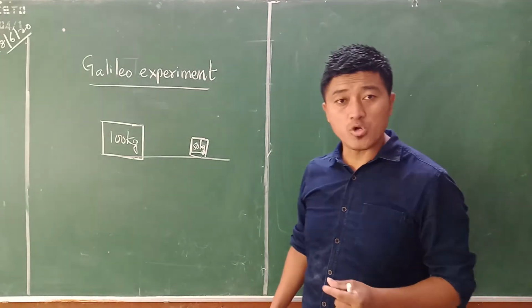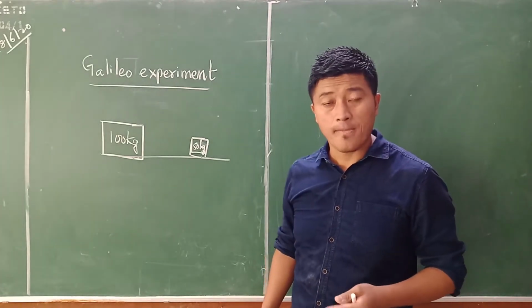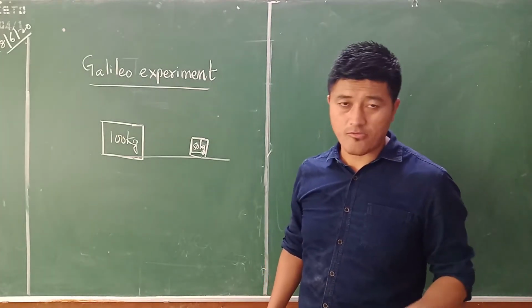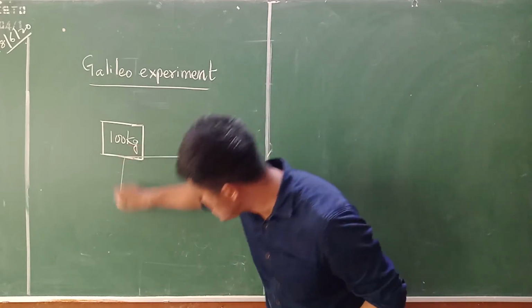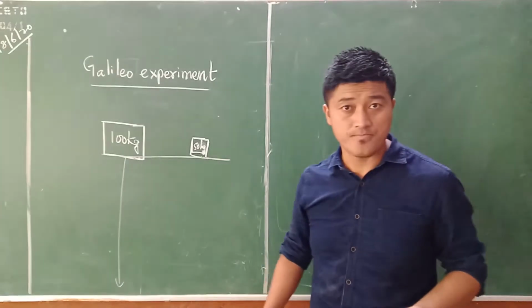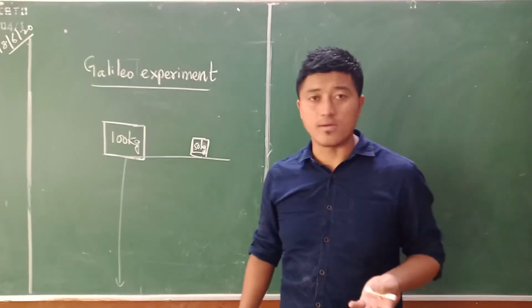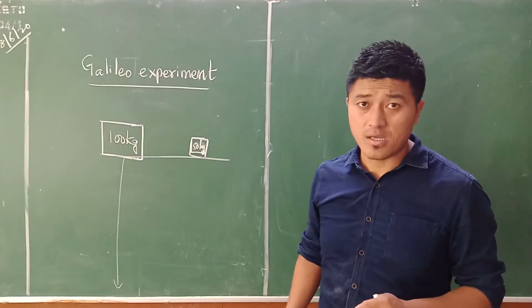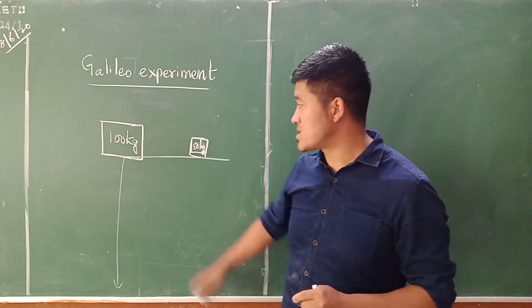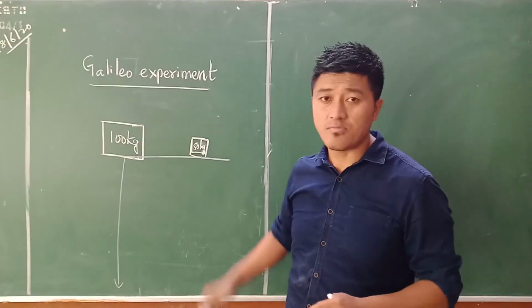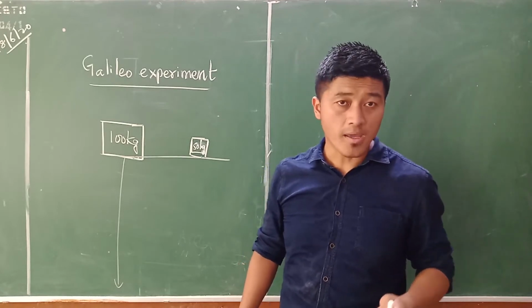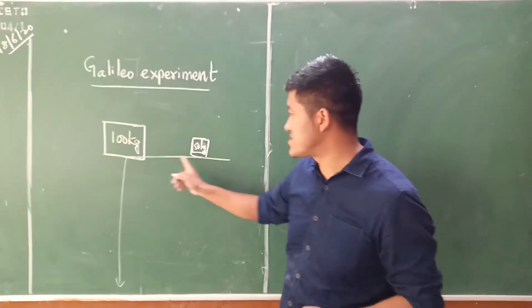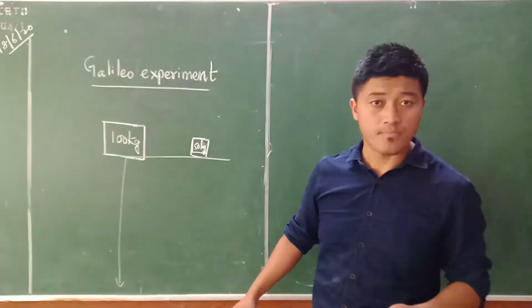Now, which one is going to reach the ground faster? In normal speaking, we are definitely going to point toward this side, that is the 100 kg. 100 kg is going to reach the ground faster. But according to Galileo, when he did an experiment, he confirmed that 100 kg and 50 kg both will reach the ground at the same time. Why? Because the acceleration due to gravity for this and that is the same.